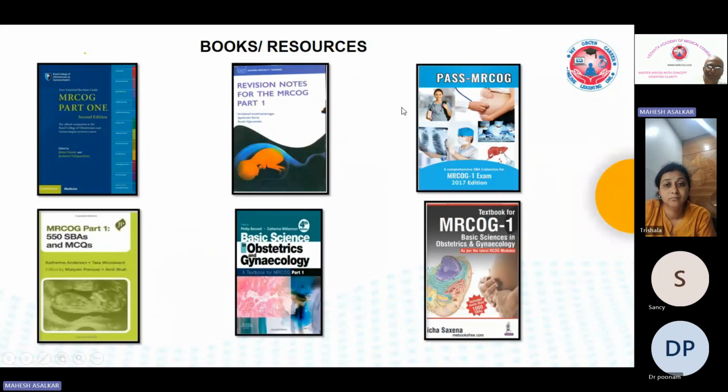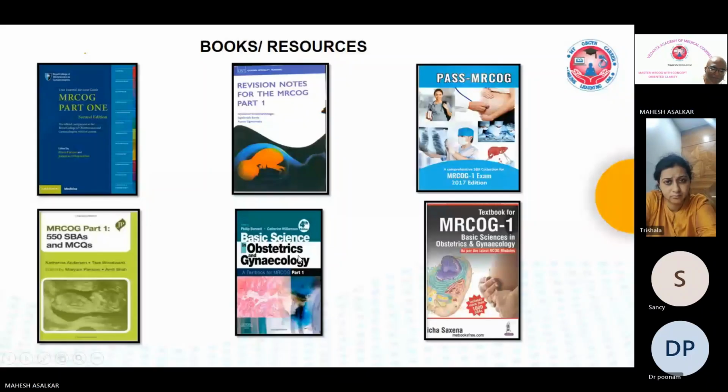So these are the different books which are available, and soft copies I have provided to all of you. Dr. Prachi, you have received these books by email? Hello. You received these books I have sent? Yes, sir.